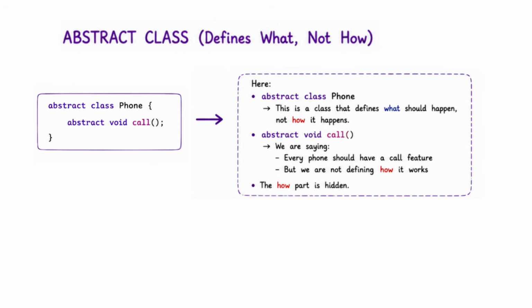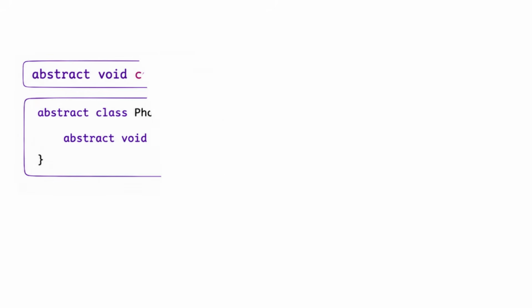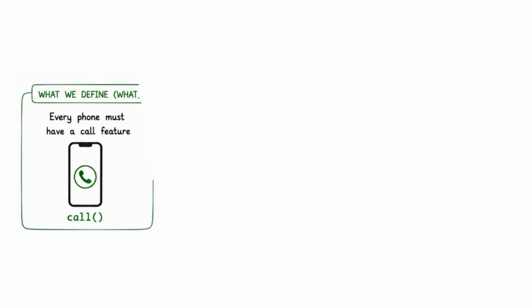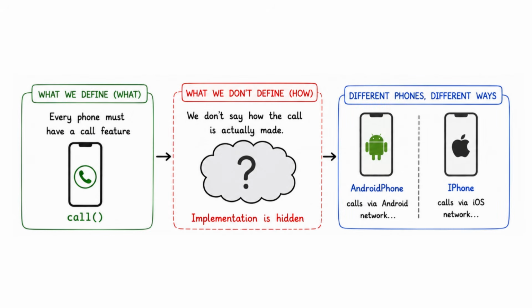Now, not how it happens, right? If you focus on this method, this method is declared abstract. So what we are saying is that every phone should have a call feature, but we are not defining how it works. The how part is hidden. So now different phones can implement this in their own way.